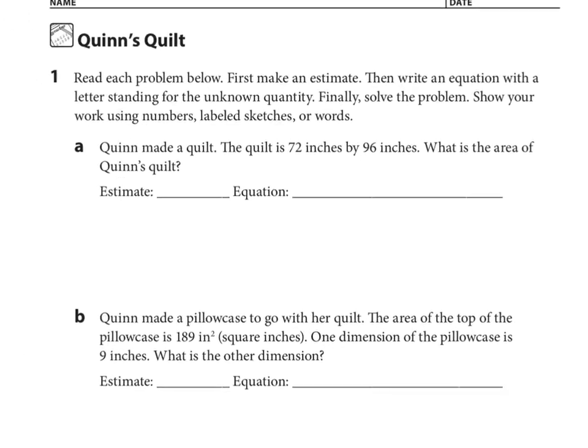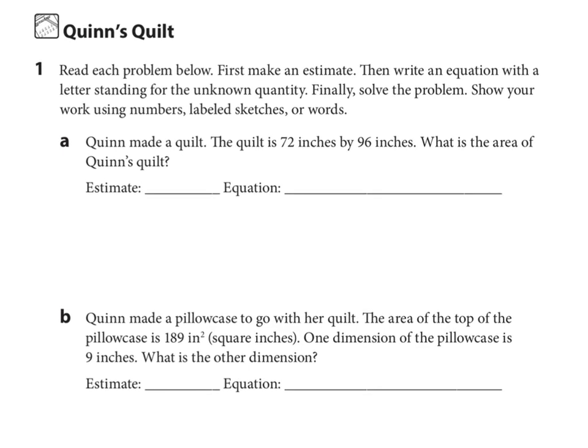We're moving on to now some multiplication after doing division. And this is Quinn's quilt. A quilt is like a blanket you make out of different pieces of cloth. My mom actually does quilts. The quilt is 72 by 96. First we're going to estimate. I would round 72 to 70 and 96 rounds to 100. So my estimate is going to be about 7,000 square inches.